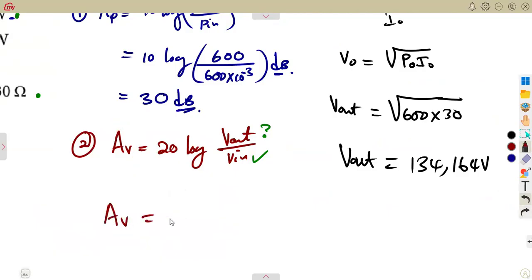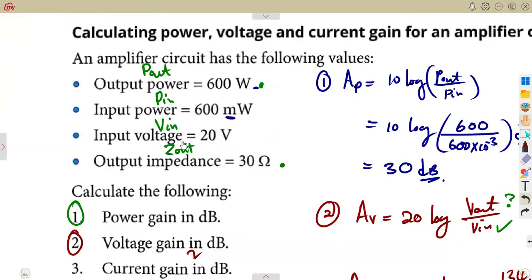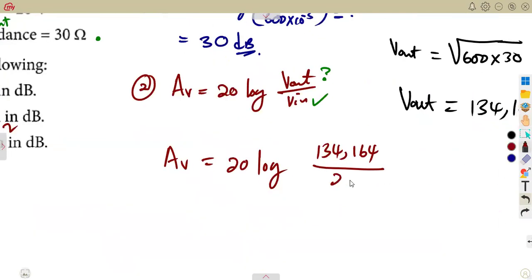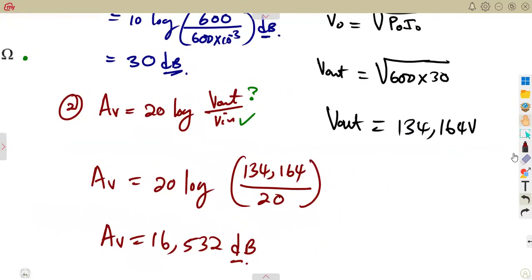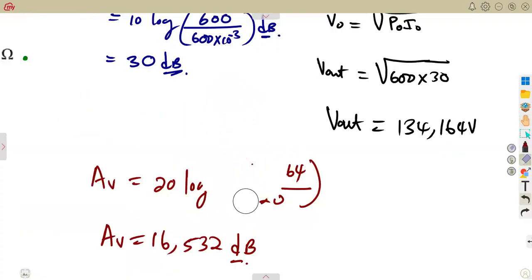This is what they're going to be testing you on. They want to see whether you are able to calculate these values from other formulas that you are not given from your normal formulas. The input voltage, remember, was 20. So this gives us the voltage gain of 16.532 decibels. We need some of the missing values from the information given so that you can calculate that. From there, you can calculate any other part that is being asked.